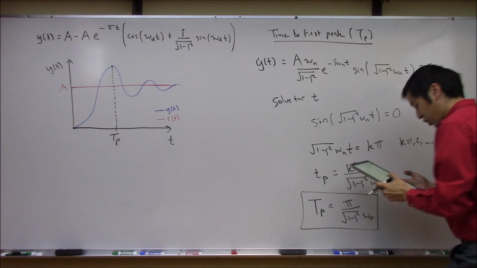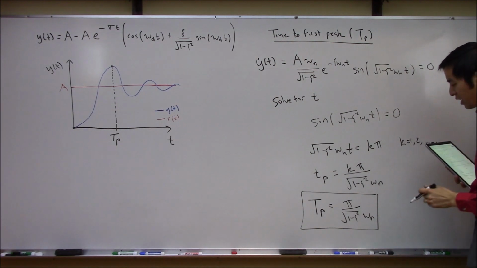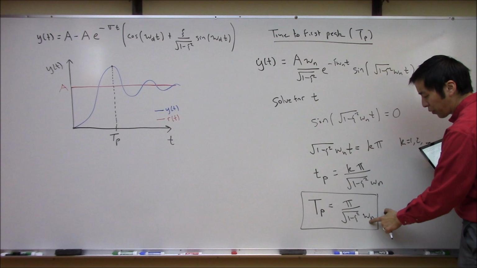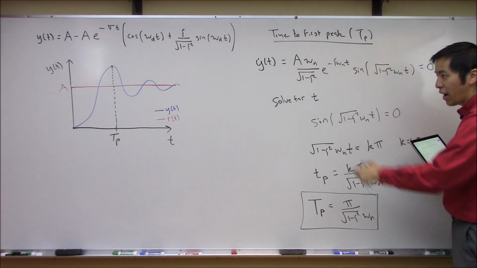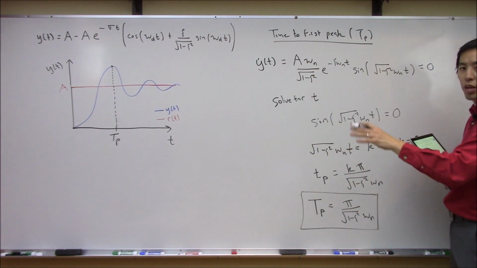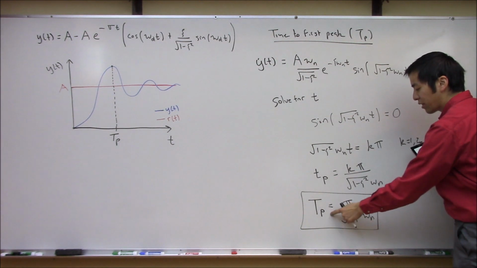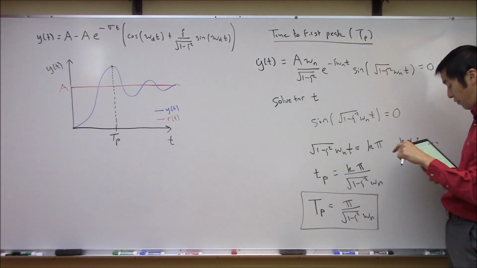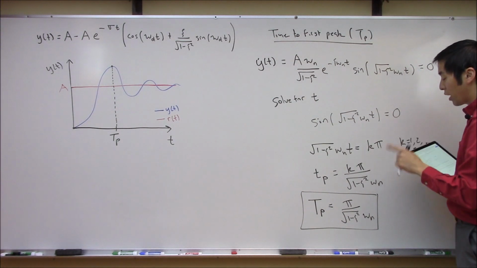This is actually pretty darn cool, because what it's telling us is that the second you know the damping ratio and the natural frequency of your system, you don't have to run any simulations or solve any trig or do anything like that. You can tell exactly how long it is going to take before it reaches that first peak in the function. Okay? Great.